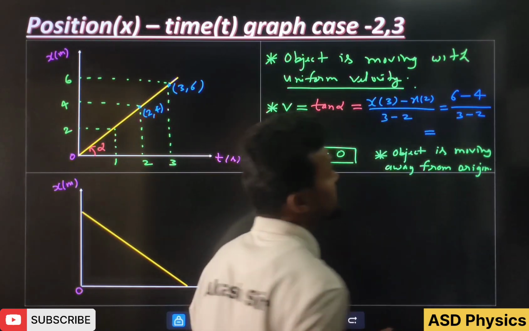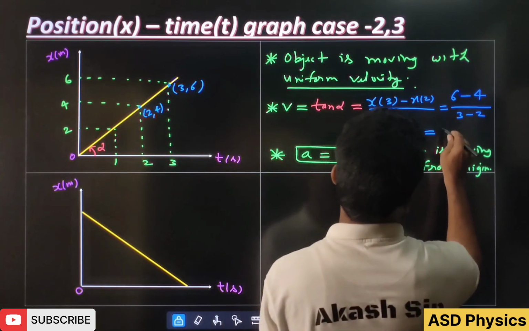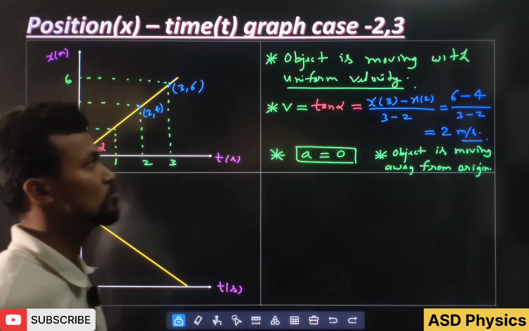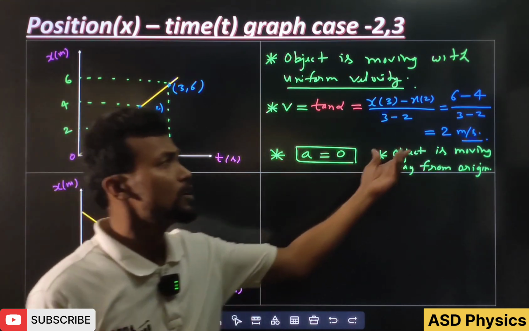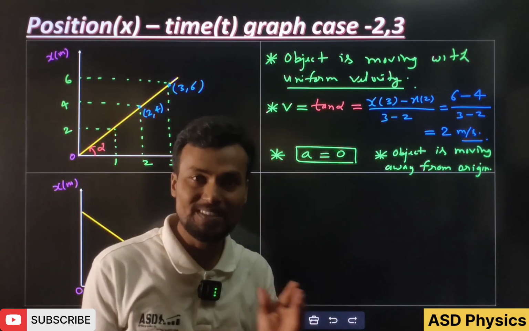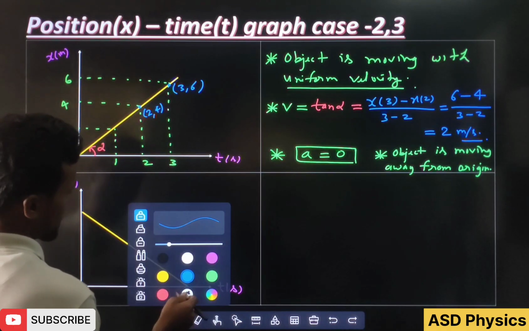What is coming here? 6 minus 4 means 2, and 3 minus 2 means 1. So 2 by 1 means 2 meters per second. That means the object is moving with a uniform velocity of 2 meters per second away from the origin. With uniform velocity, the acceleration is 0. I hope you are understanding all these basics very well. Now students, after that we will go for case 3.